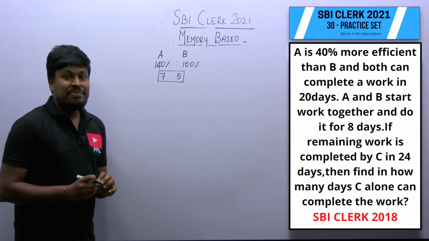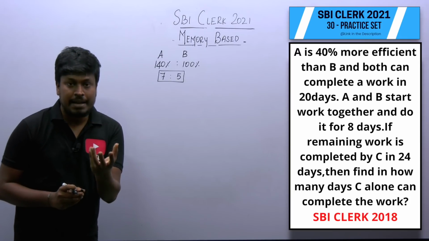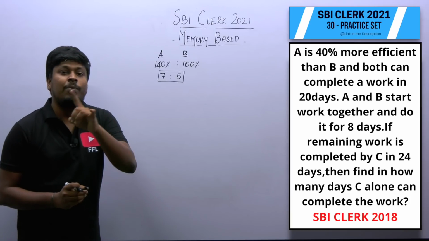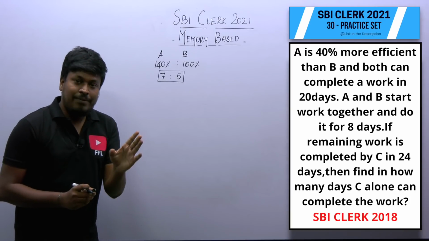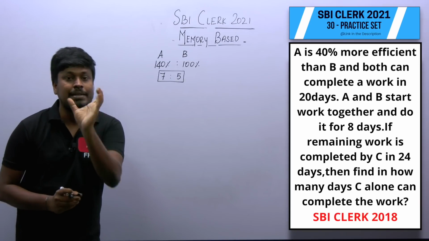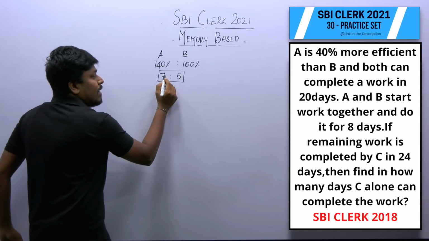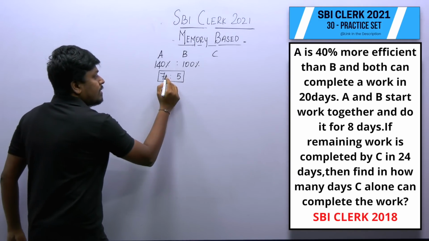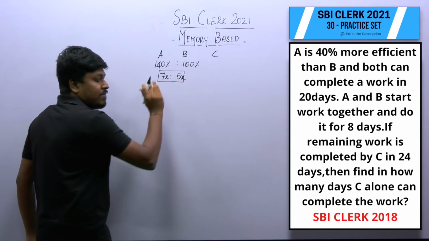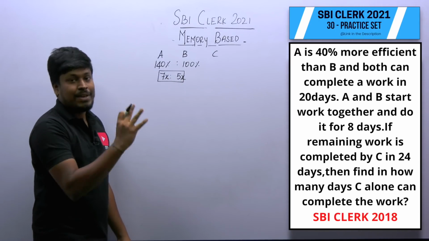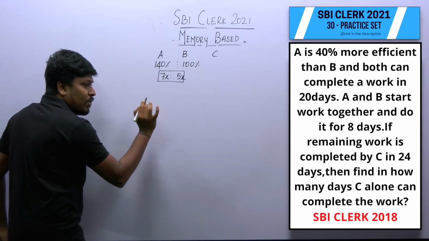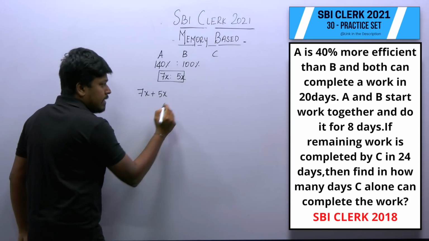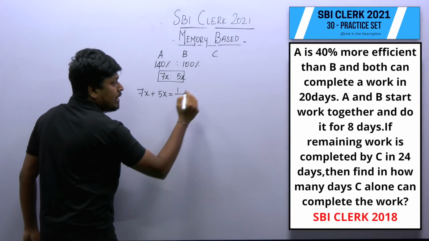First we can find how much work is remaining, because A and B worked for 8 days. After 8 days the remaining work was completed by C. So let me find how much work is remaining. Just listen carefully. The efficiency of A and B is 7:5. We don't know C's efficiency, but this can be taken as 7x and 5x, which will be the total efficiency of A and B. So now, according to the question, A and B, 7x plus 5x, can complete a piece of work in how many days? 20 days.